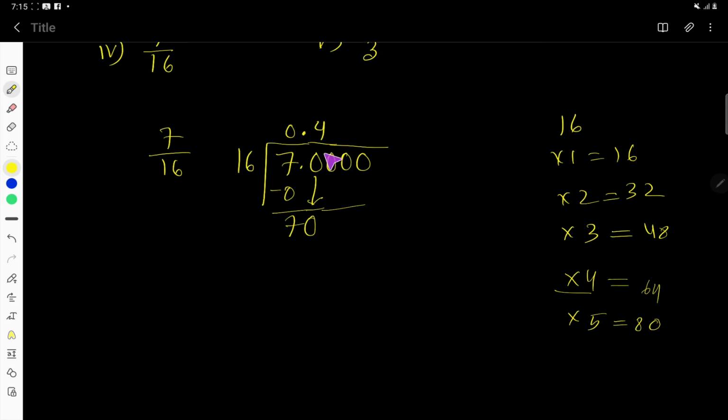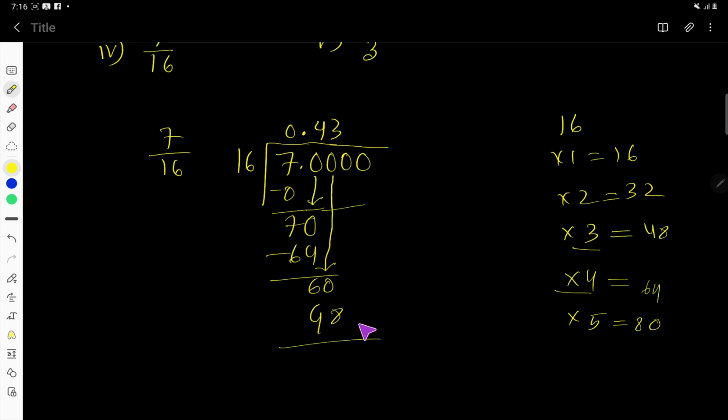4 over this 0, you have to line up, right? 4 times 16, 64. If you subtract, then what will happen? Then you are getting 6. Now bring down the second 0. Now 16 goes into 60 how many times? 64, that is too much, so 3 times, right? 16 times 3, 48.